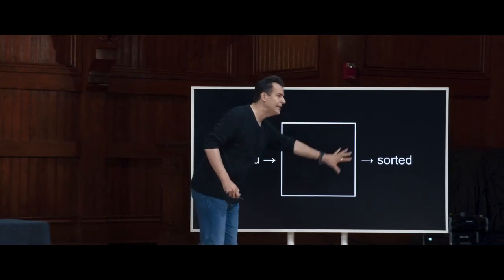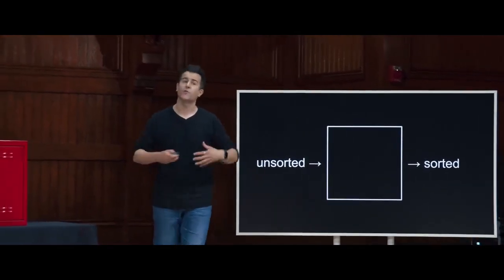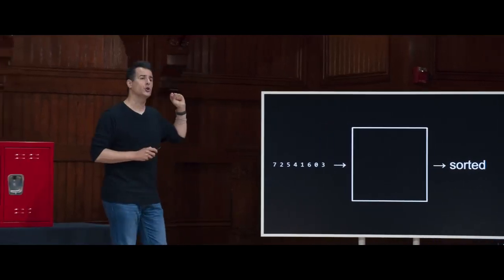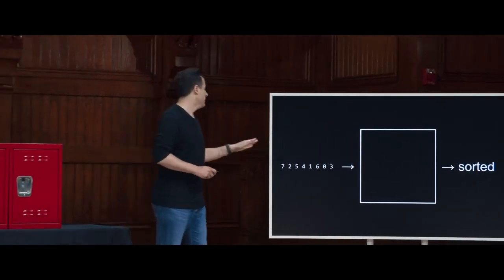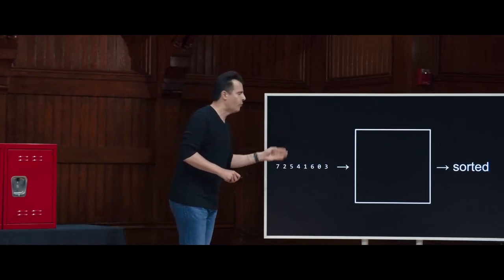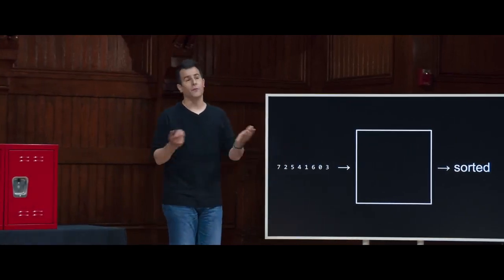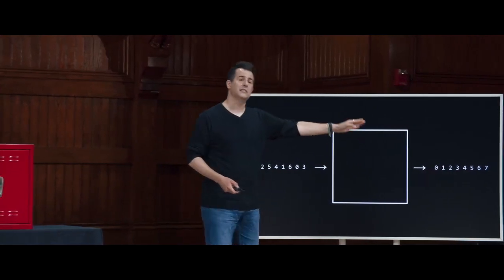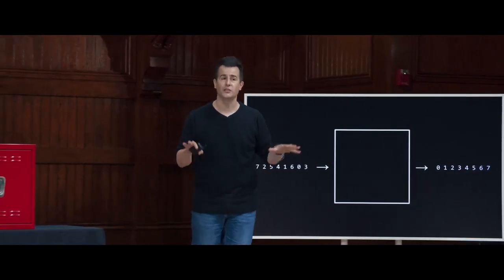And so somewhere in here in this black box, we need a set of algorithms for actually sorting information as well. For instance, if we have these integers here, unsorted, 7, 2, 5, 4, 1, 6, 0, 3, effectively random, the problem of sorting, of course, is to turn it into 0, 1, 2, 3, 4, 5, 6, 7 instead. And there's a bunch of different ways to do this.